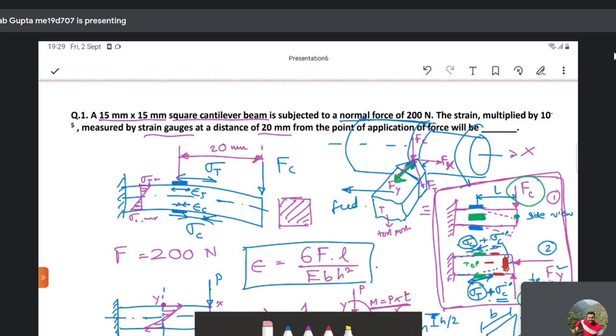So essentially, the reading that you will get from this green colored strain gauge is of the thrust force. Since Fx and Fy both will lead to bending of the tool, the force that you will be getting is the resultant of Fx and Fy, rather than only Fx or only Fy. Okay, so moving on to the next question.